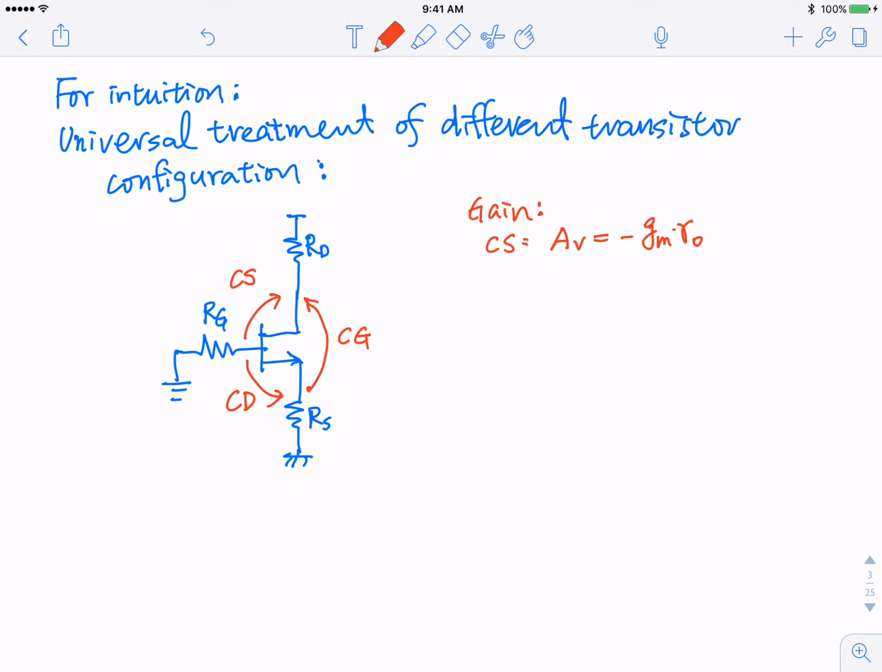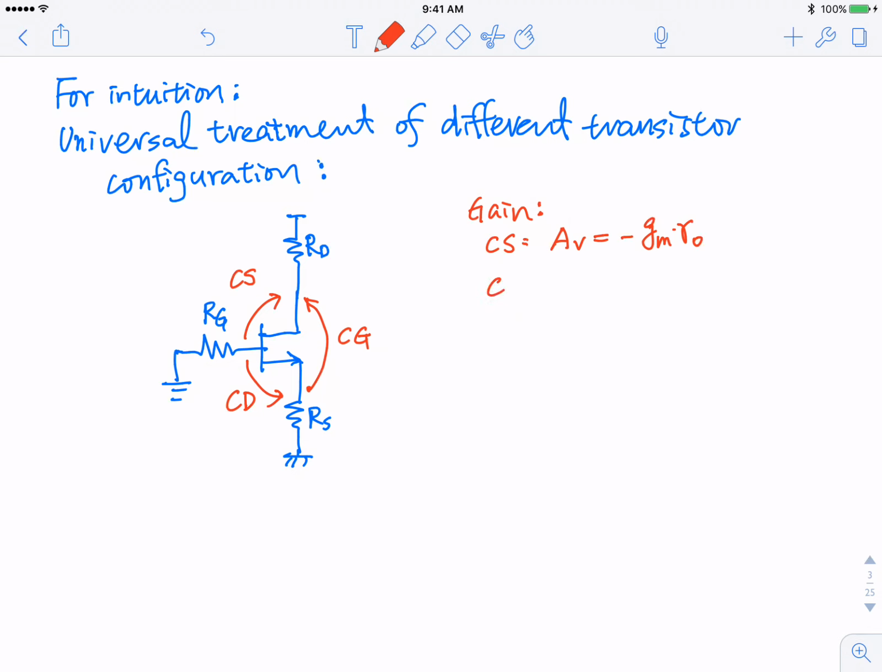R0 is for the intrinsic semiconductor. If you do a small signal analysis without an external resistor, that's the intrinsic gain you get. So this is kind of an intrinsic semiconductor.